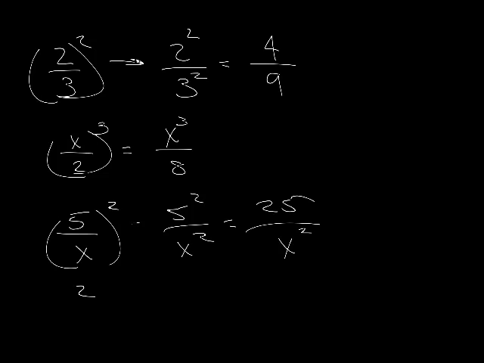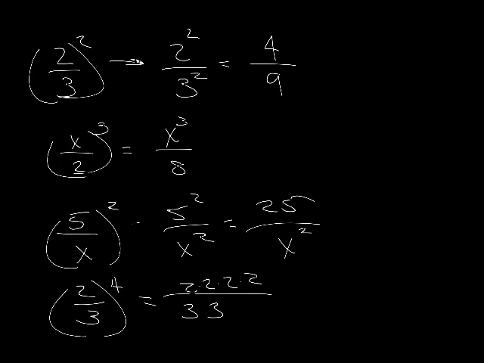If we were to do something like 2/3 to the 4th power, that's going to be 2 times 2 times 2 times 2 over 3 times 3 times 3 times 3, 4 times.